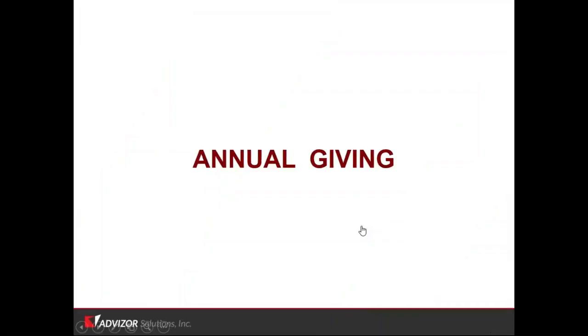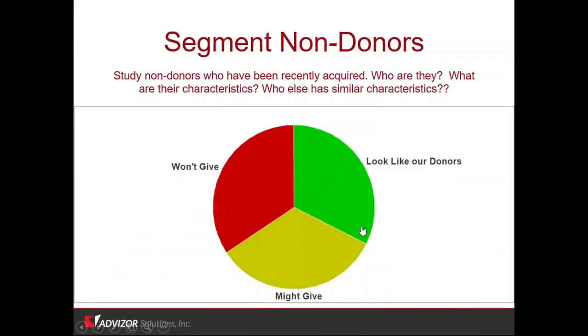I apologize, I'm probably going to run over 7 or 8 minutes here, but chew into our Q&A a little bit. So annual giving, a major thing we see our clients doing is segmenting non-donors. And the idea here is to study non-donors who have been recently acquired. Who are they? What are their characteristics? Who else has similar characteristics? And typically we see 3 groups emerge. They look like our donors, they might give, or they won't give.